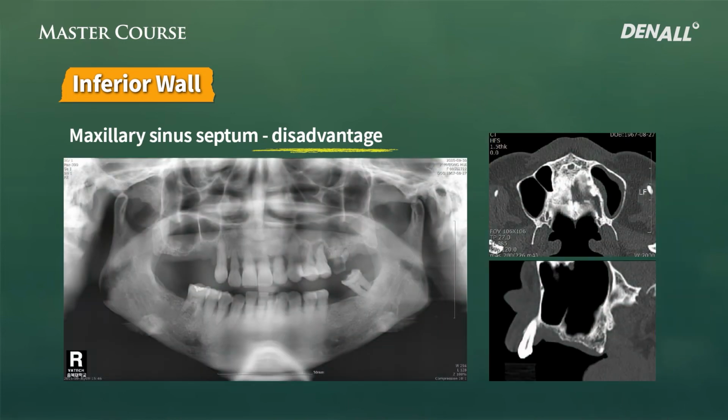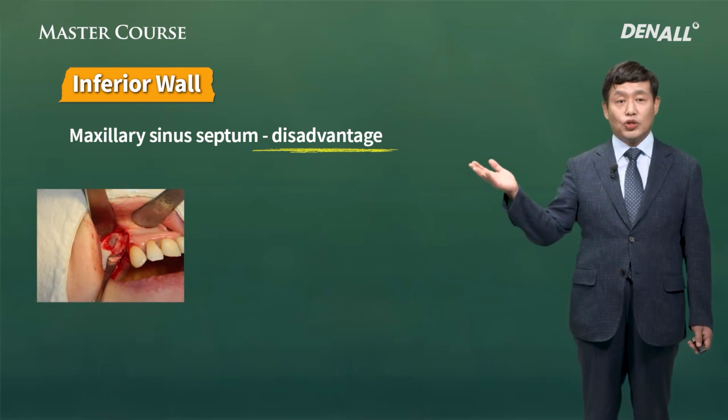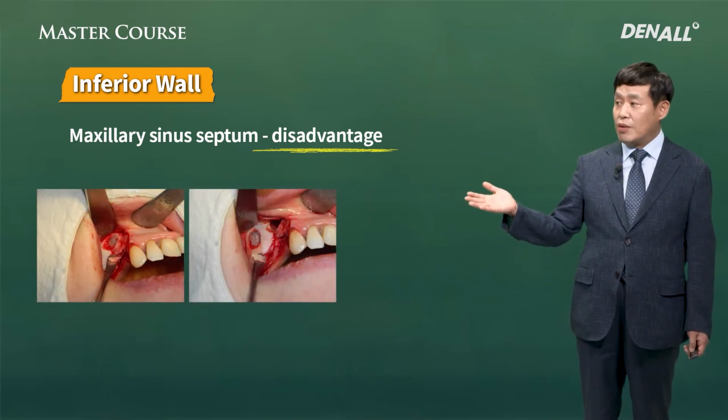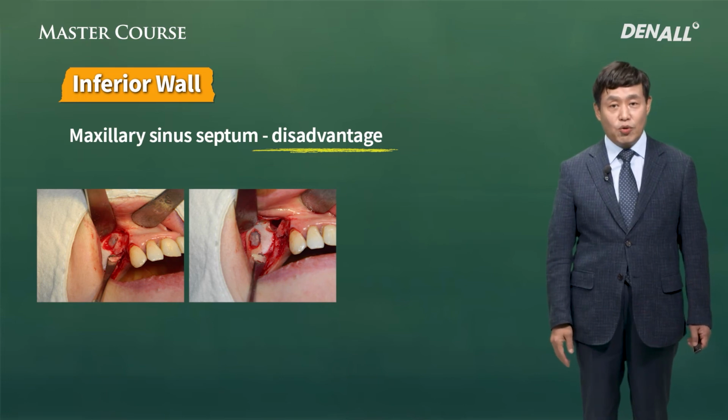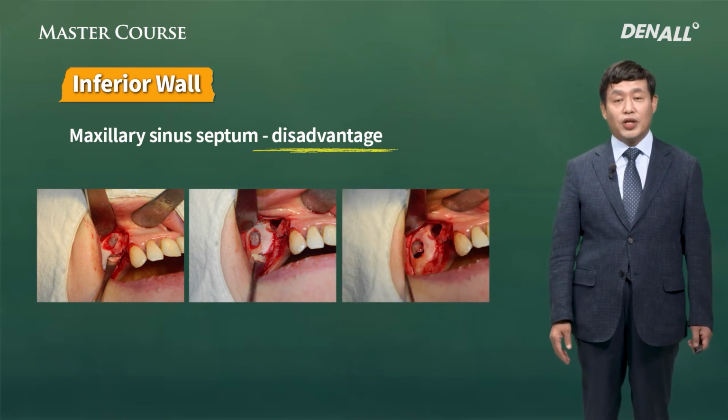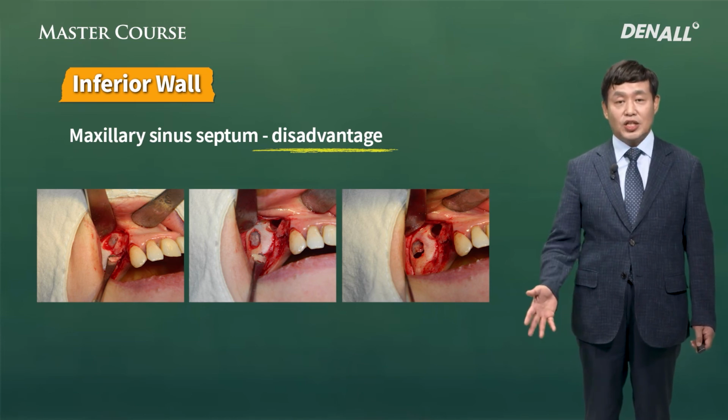Another case: in this patient, premolars and molars are missing. Between the premolars and molars, you can see a rather high septum. So 2 windows are made in the premolar and molar areas to do the sinus surgery. A window is made first in the premolar area, and later another window is made in the molar area. Due to the septum in the middle, the maxillary sinus mucosa is perforated.